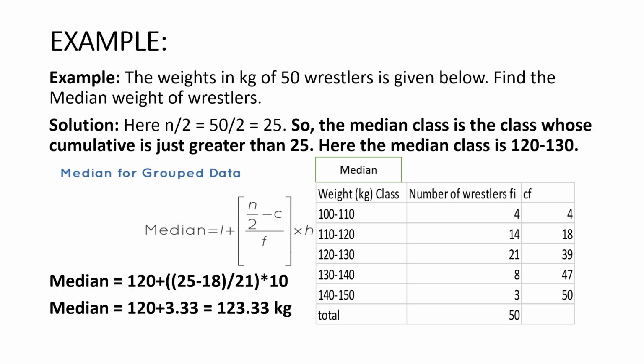Now we put the values in the formula for median. L is the lower limit for the median class, which is 120. N by 2 is 25. Cumulative frequency means you have to write the cumulative frequency of the class preceding the median class, or before the median class, which is 18, upon the frequency of the median class, which is 21, into the class length, which is 10. So the median comes out to be 123.33 kgs.